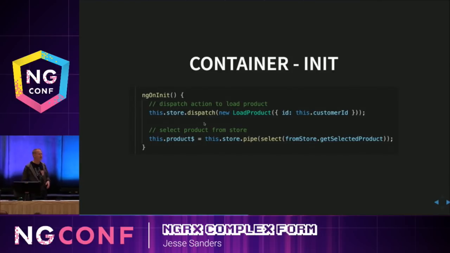So we may give it an ID, we may not. We may be loading, actually that should be product ID. That's a little typo. So we'd be giving it the product ID there, and then we're going to have our product$ sign. I like to go ahead and suffix all of my observables with a $ sign so I can keep track between the non-observable versus the plain object. And I'm going to use store pipe to go ahead and select from my store and get my selected product. So now I have my data at my container level.